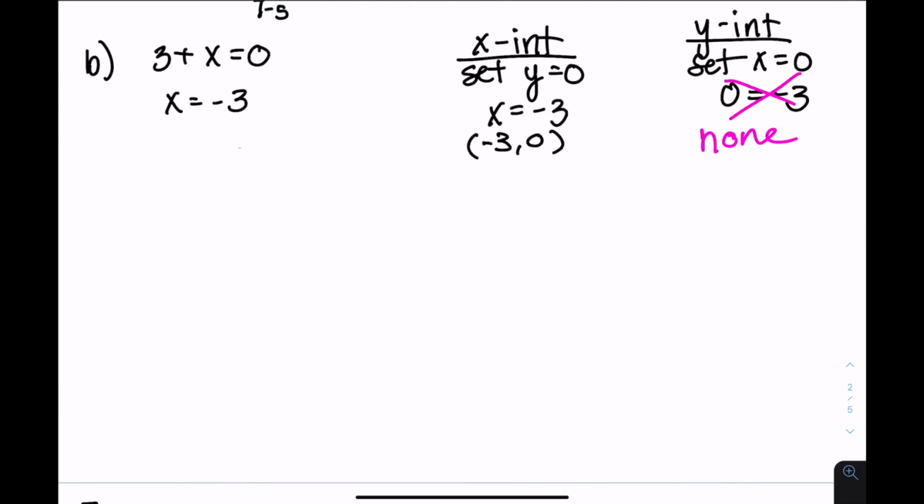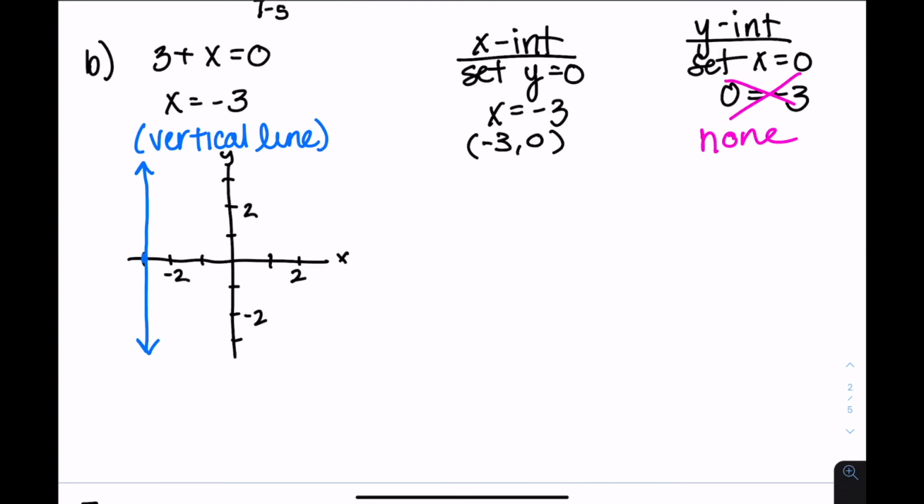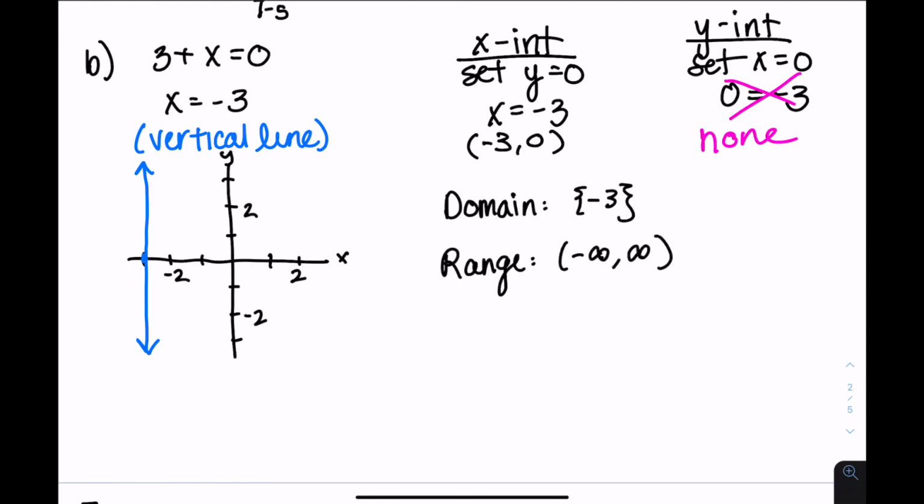So really, if you notice, this is x is equal to some constant. That's going to be a vertical line. So when you graph it, it's just going to go through -3 and continue up and down. Your domain is that input variable. X can only be -3. So you'd have the set containing -3 as your domain. The range, however, isn't any real numbers because it goes up and down. Y can be whatever it wants. Okay?